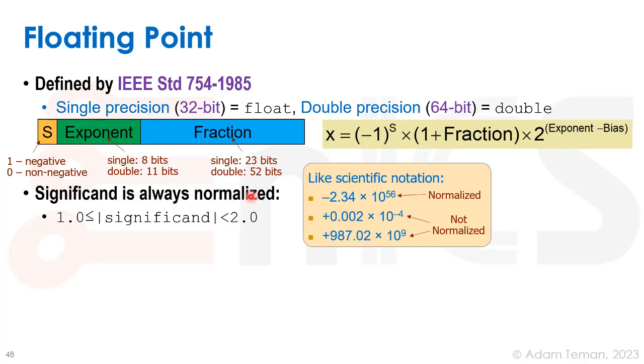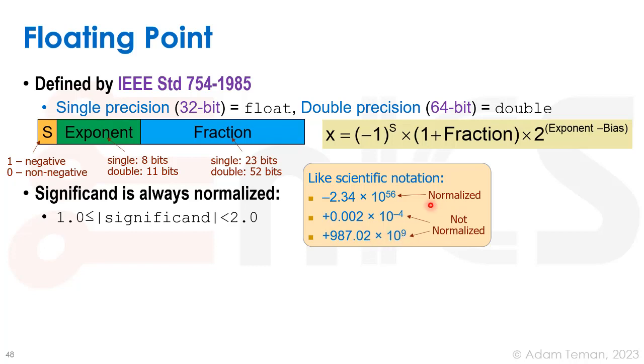So the part that comes before the dot is always going to be between 1 and 2. And that's similar to scientific notation. When we talk about normalization in decimal, if we had one digit over here, minus 2.4 times 10 to the power 56, that's called normalized. If we look over at these guys, we have a leading zero, and several leading zeros. That's not normalized. We would have to move the 2 over to here and change the exponent in order to make it normalized. And the same is here. If we have 987, we have 3 non-zeros that are leading before the decimal point.